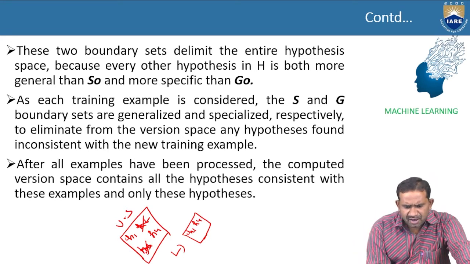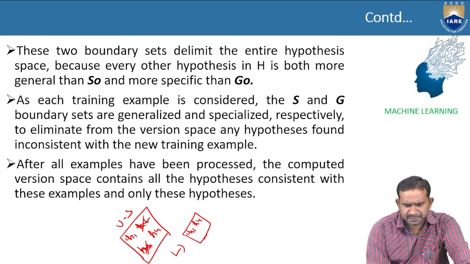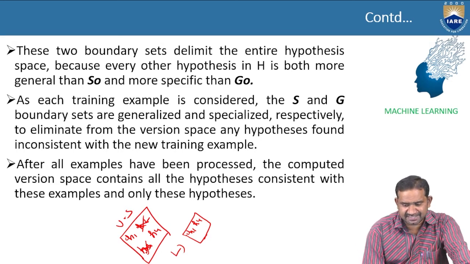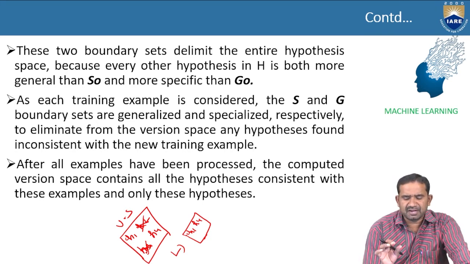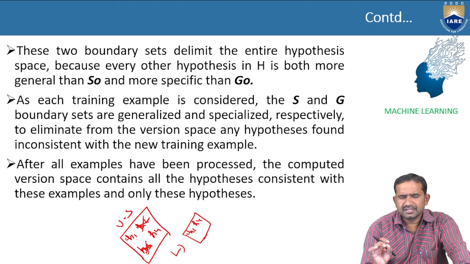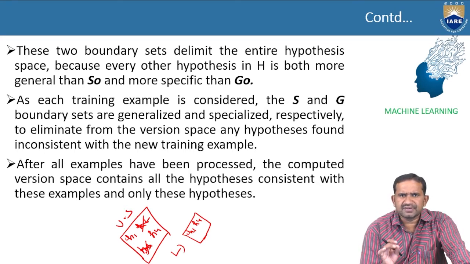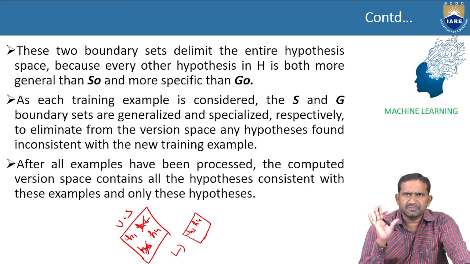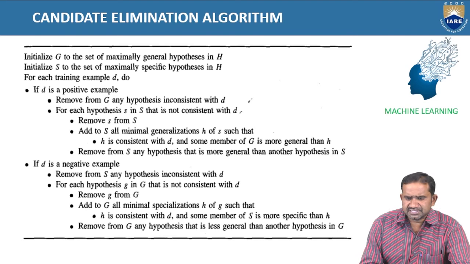After all examples have been processed, the computed version space contains all the hypotheses consistent with these examples, and only these hypotheses. Means after computing all the processes about the hypotheses, the version space contains only consistent hypotheses. If any inconsistent hypothesis is there, we can simply eliminate that hypothesis. Right. That is about the general condition.